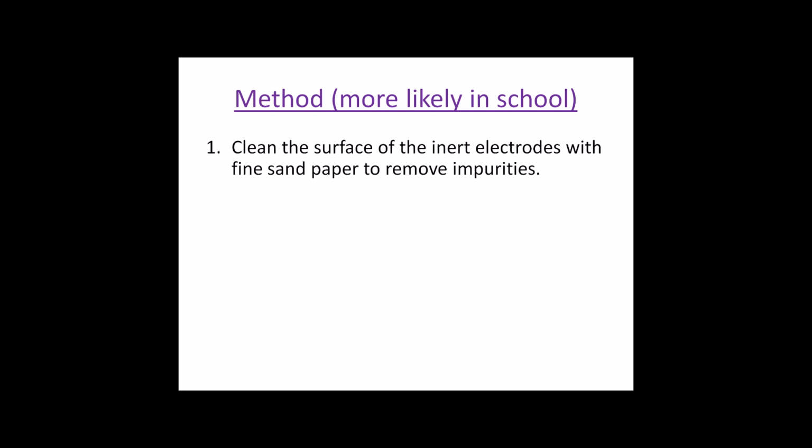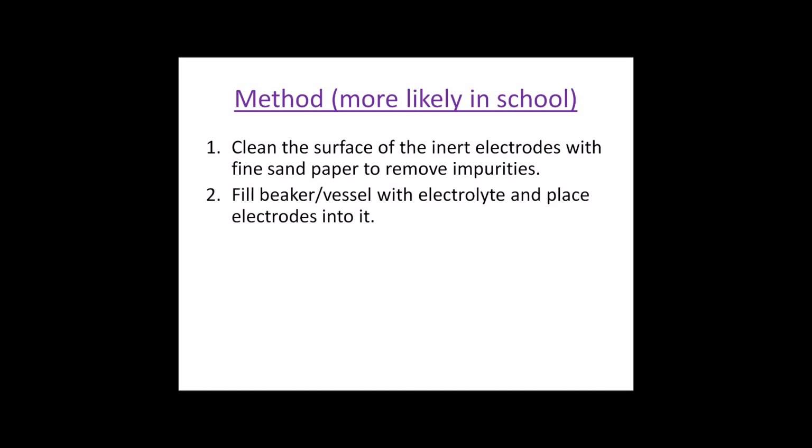However, because we are very, very unlikely to be using platinum electrodes at school, the more likely method is: again, step 1 is exactly the same. You can clean those carbon electrodes with very, very fine sandpaper. The second step is exactly the same as well. Fill the beaker or the vessel with electrolyte and place the electrodes into it. However, we're no longer going to invert the test tubes over the top because it's going to be extremely difficult, if not impossible, to actually get the power supply running into the electrodes. It's not impossible, but it's very, very difficult to do with school equipment.